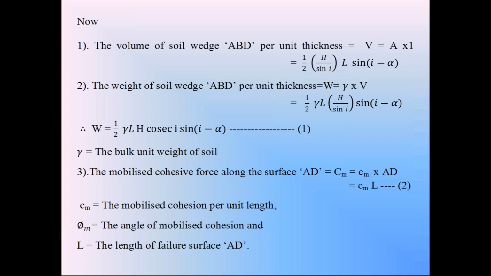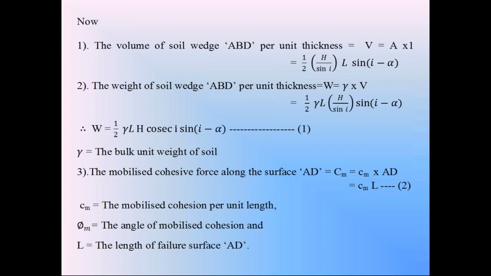So when the soil wedge is about to fail, at that instant of failure, a cohesion force develops in the soil wedge on the surface AD in the downward direction, that is called the mobilized cohesion of the soil slope, Cm. That is equal to small cm into length of the failure surface AD. This small cm is called the mobilized cohesion per unit length. L is the length of the failure surface AD.